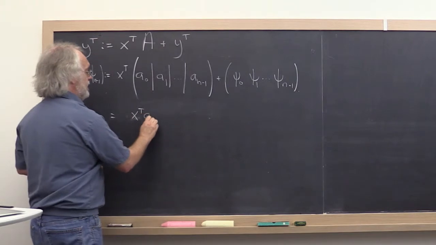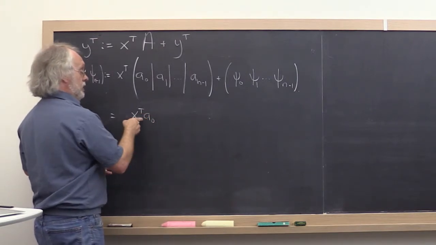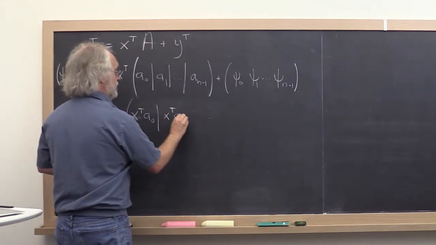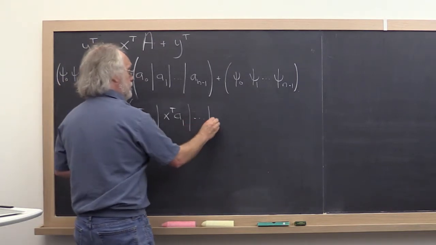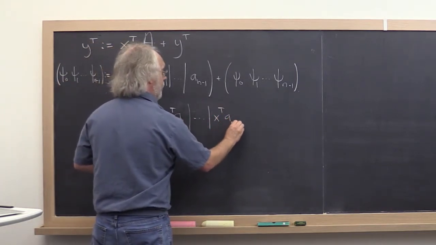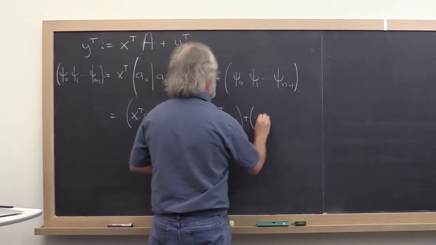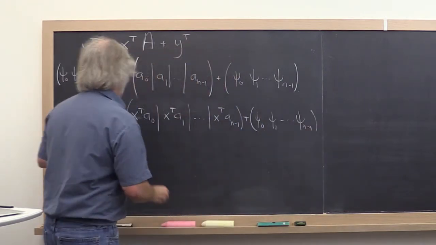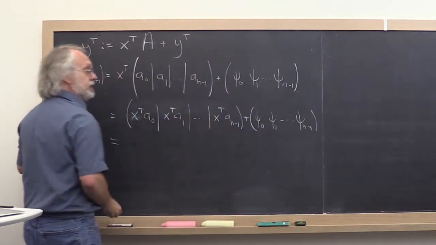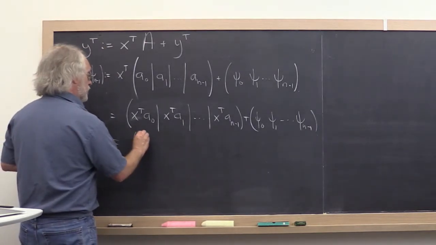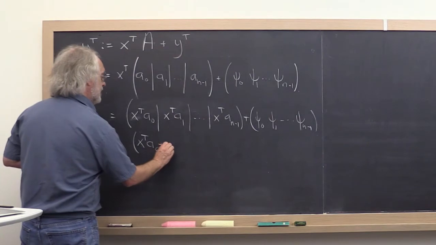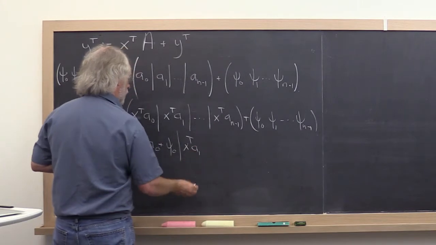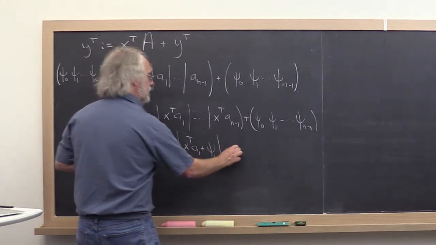So this here becomes x transpose times a0, the dot product of x with a0 for the first entry, the dot product with the second column for the second entry, and so forth, which must be added to psi 0, psi 1 through psi n minus 1. And then we see that that's just a matter of adding corresponding entries. So you need to do the dot product of x with the first column and add that to the first element, the dot product of x with the second column, adding to the second element, and so forth.